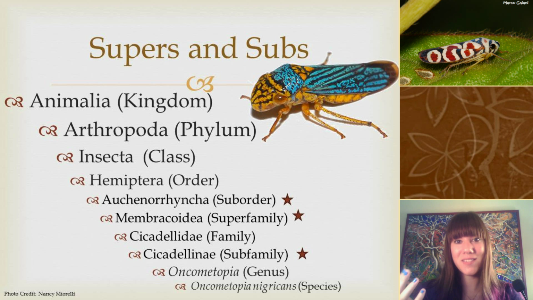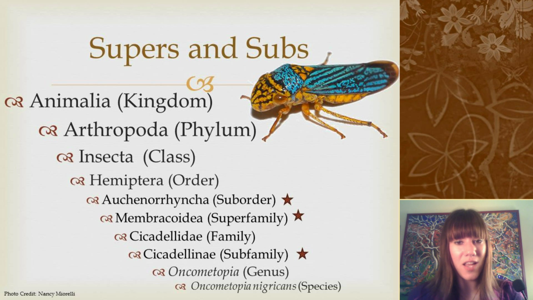Then it's in the family Cicadellidae, which are leaf hoppers. Sometimes they're also called sharpshooters. And then it's in the subfamily Cicadellinae, which has no common name and just includes these leaf hoppers that look very similar to this. And then you have its genus and species, and it has no common name.